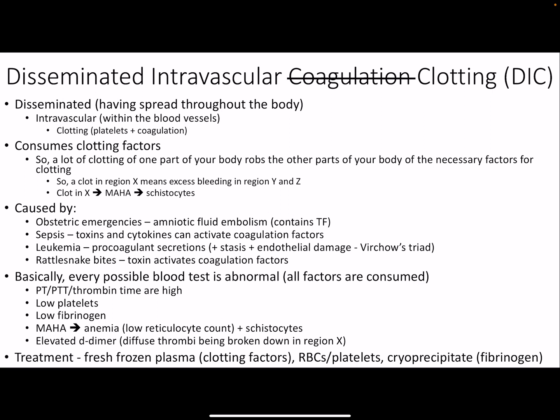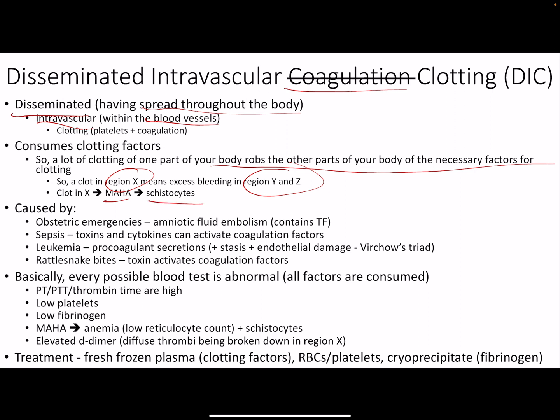So disseminated, just meaning that it's spread throughout the body. Intravascular, because it's within blood vessels. And I actually don't like to think of it as coagulation, although the term is intravascular coagulation. I think of it as clotting, because clotting kind of encompasses primary and secondary hemostasis, platelets, and coagulation. So this consumes a lot of clotting factors. So one part of your body robs the other part of your body of the necessary factors. So we might have clotting in region X, which means we cannot do clotting in regions Y and Z because we lack necessary factor 10 or necessary thrombin or necessary factor 7, etc. The clots typically form as microthrombi, meaning MAHA, meaning we have schistocytes.